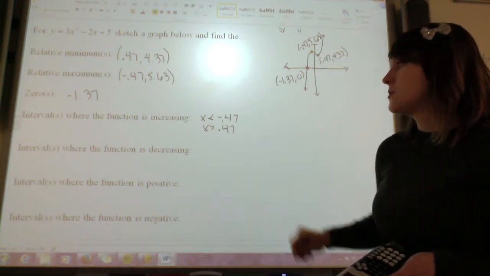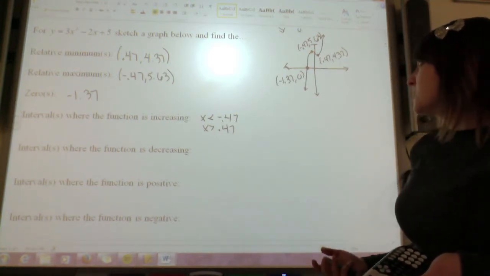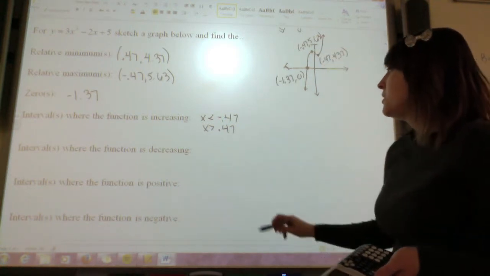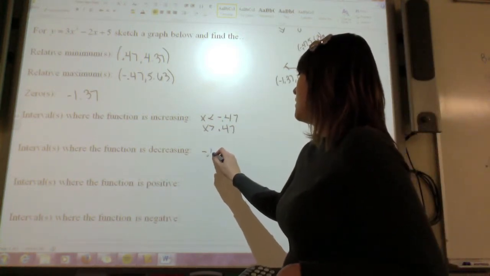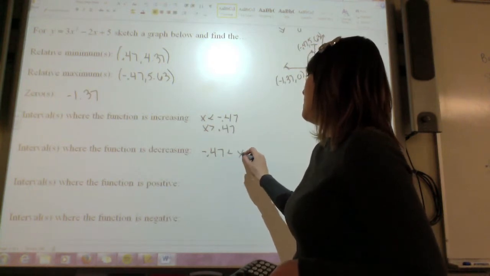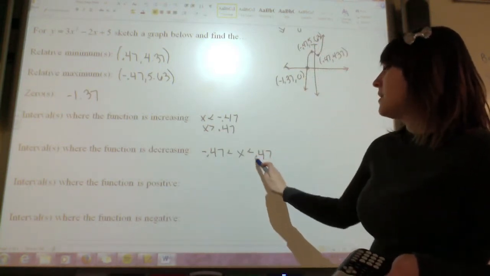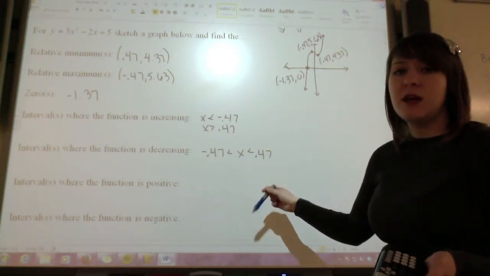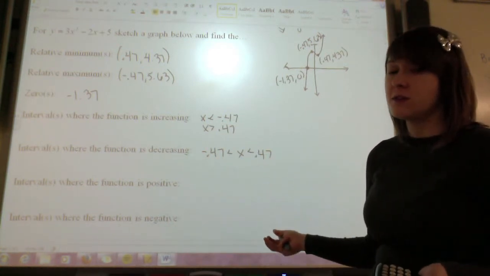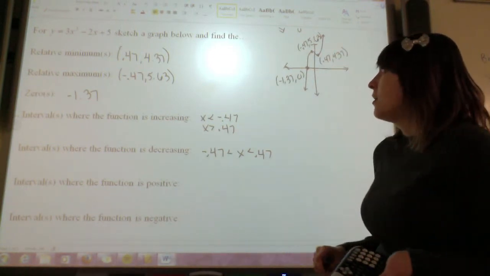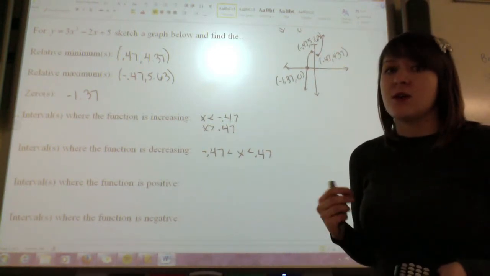So then the intervals where my function is decreasing, that's just going to be this area here where I had a negative slope. So that is when x is between negative 0.47 and 0.47. Notice that I'm not making these inclusive. I'm just making them strictly less than or strictly greater than, because at these points here, the function is not actually increasing or decreasing.